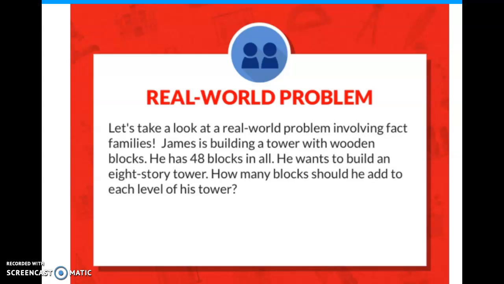All right, so we're going to start applying this to a real world problem. So let's take a look at a real world problem involving fact families, okay? James is building a tower with wooden blocks. He has 48 blocks in all. He wants to build an 8-story tower. How many blocks should he add to each level of his tower?